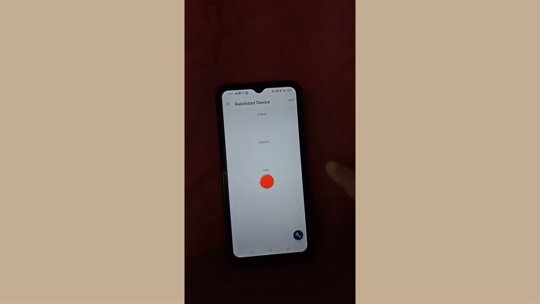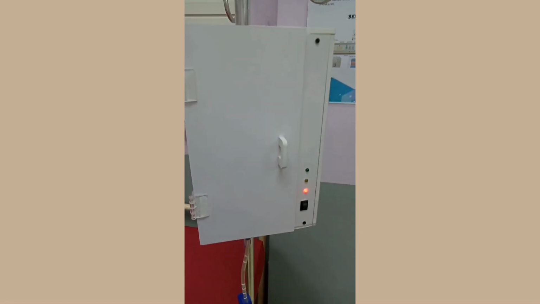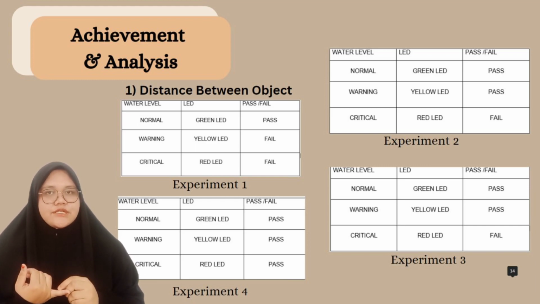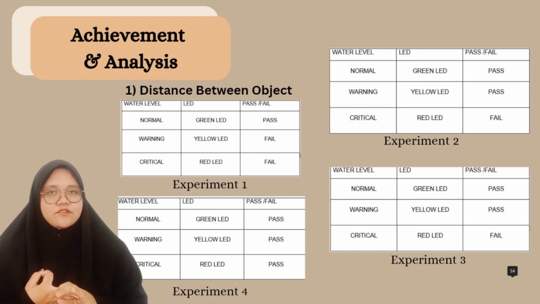Last is when the water level notification is in critical condition, the red LED will light up. To prove the objective we want, we have made various experiments several times. Among them, to ensure that the LED used lights up in line with the water level that has been set. For example, green LED for normal condition, yellow LED for warning condition, and red LED for critical condition.